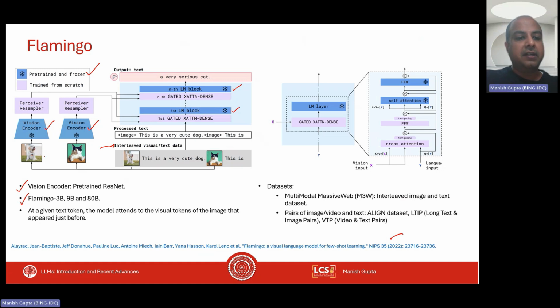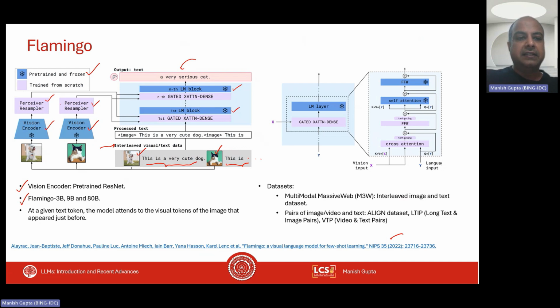The idea is that the input looks like this: there is an image, and then there is this text, "This is a very cute dog," and then you have a cat picture, and you want to generate the completion. Of course, the golden completion is "a very serious cat." So you have two images. The images go via the vision encoder, frozen pre-trained ResNets, and then they are processed using something called the perceiver resampler. I'll talk about the perceiver resampler on the next slide. For now, think of it as a module which gives you further fixed-size encodings from your images.